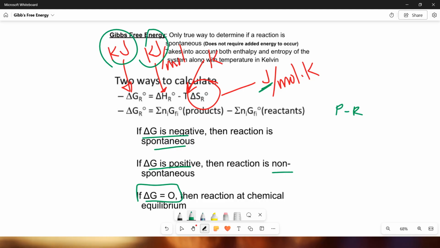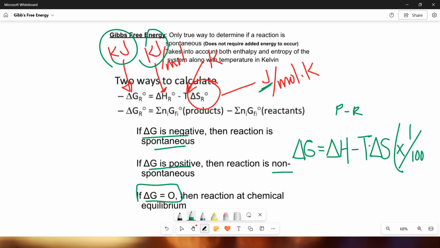Typically, I tell my students, when I'm doing the notes on this chapter, that delta G is equal to the delta H minus the temperature in Kelvin times the delta S, and then I always tack on times 1 over 1,000. And this 1 over 1,000 on the end here will convert joules into kilojoules, and that will be so very important when we're solving our problems.